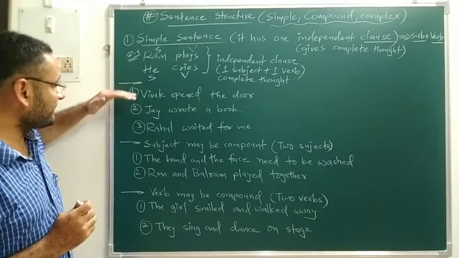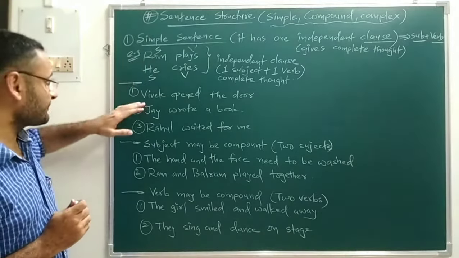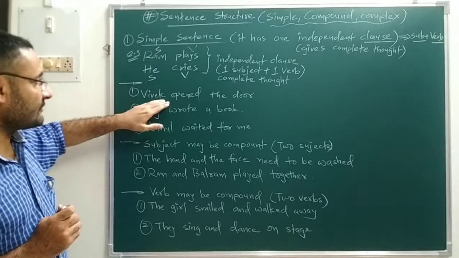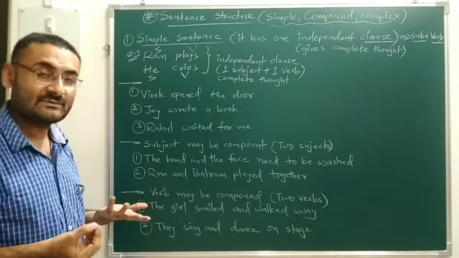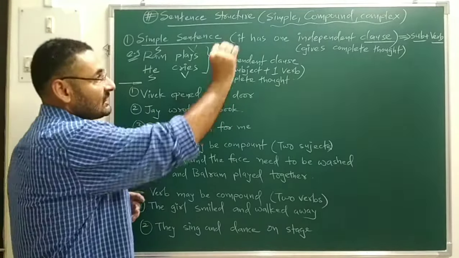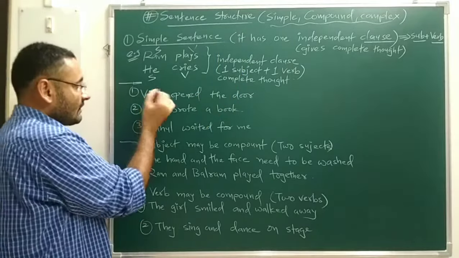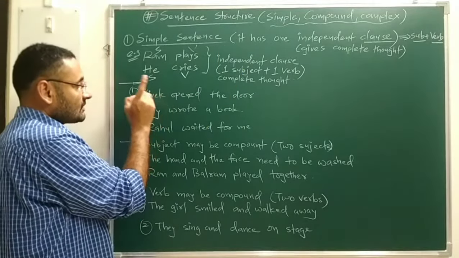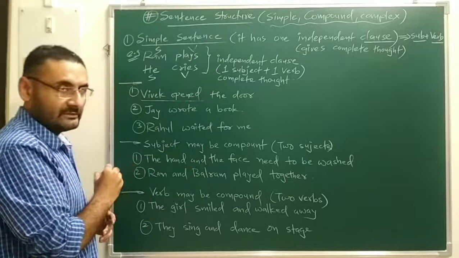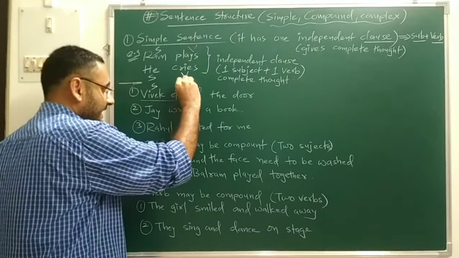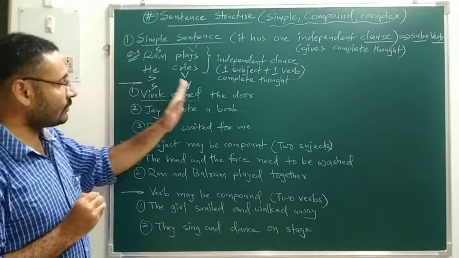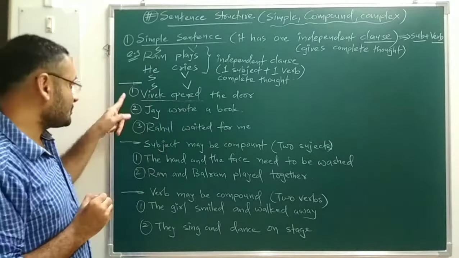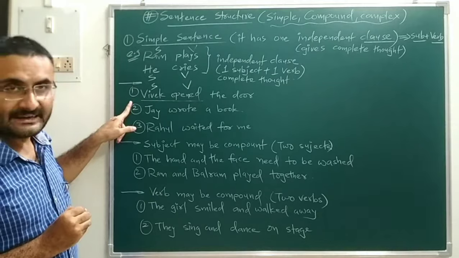Okay. Now we'll take examples of simple sentences. Over here I have written, Vivek opened the door. That is your simple sentence. Why? Because it has one independent clause. How? That independent clause is a group of words which has one subject and one verb which gives the complete thought. Yes, we know Vivek opened the door, a complete thought is given. So that is your simple sentence.